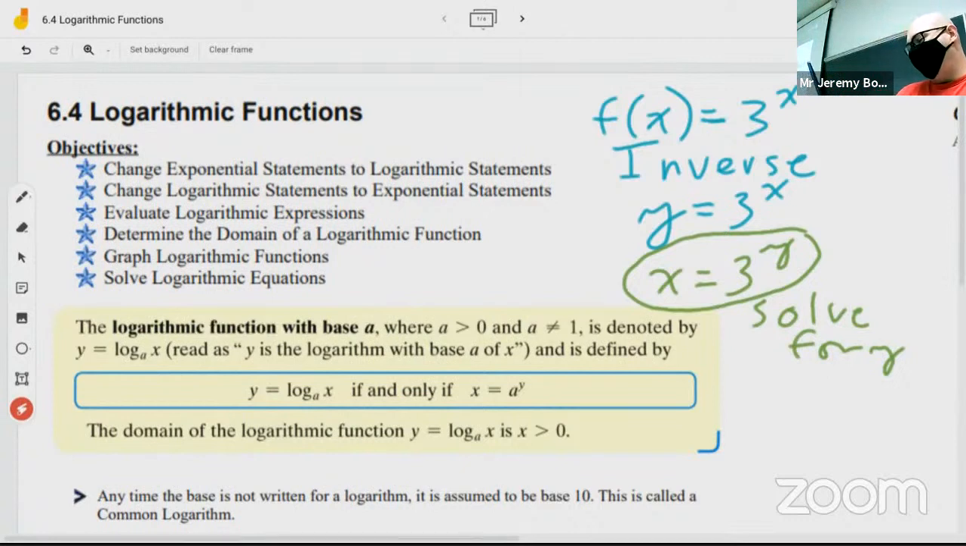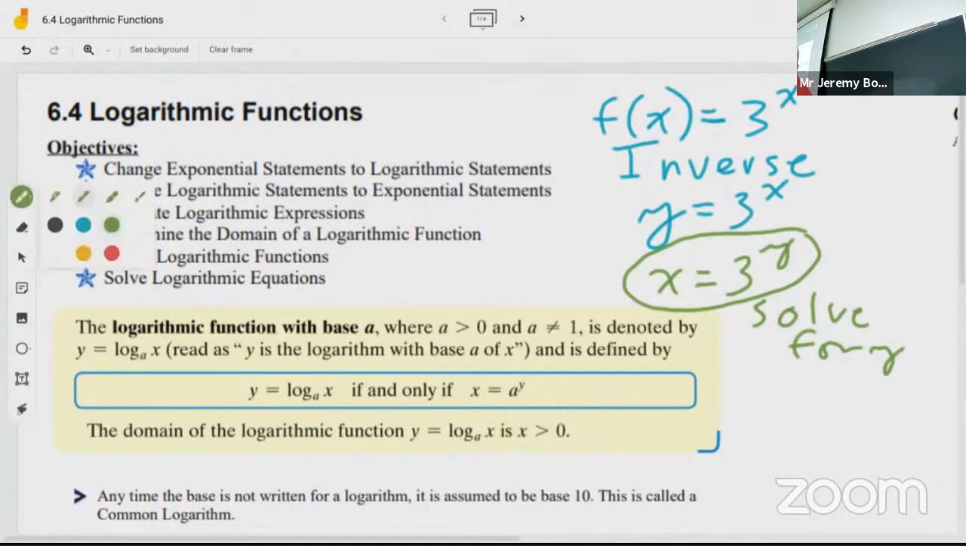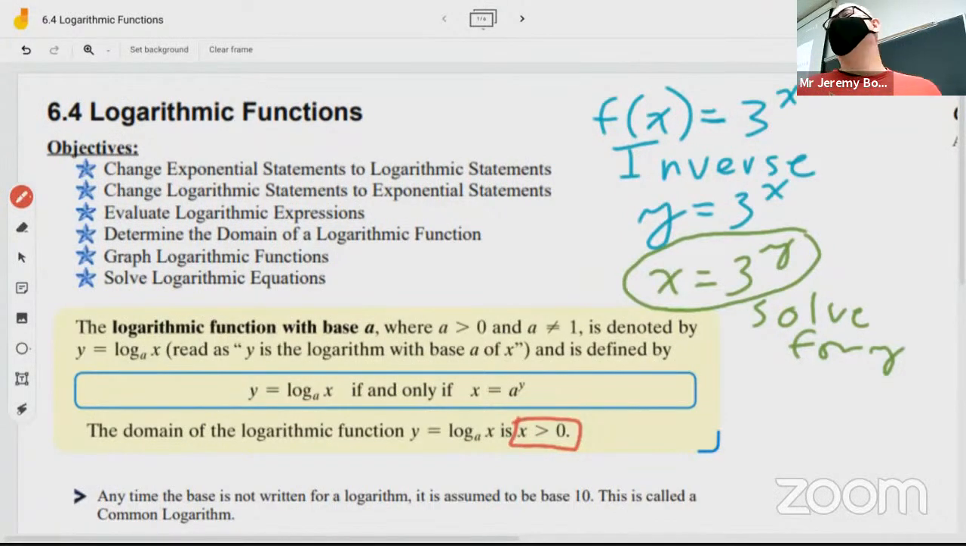The domain of a logarithmic function. Well, we know that the base can't be 1 and it has to be greater than 0. But whenever you're taking the logarithm of x, x needs to be greater than 0. That is going to be our domain problems that we will see. So whatever you're taking a logarithm of has to be greater than 0. Has to be positive.